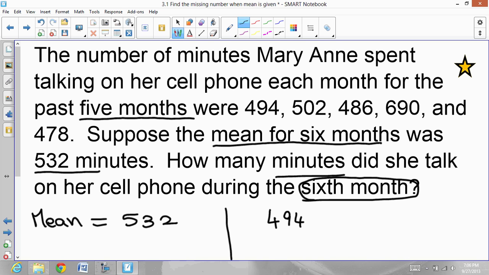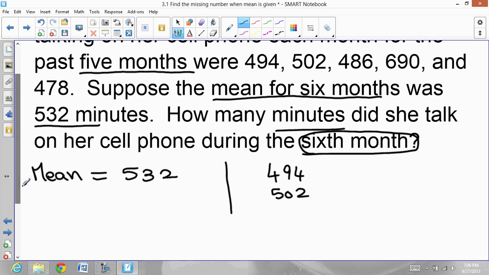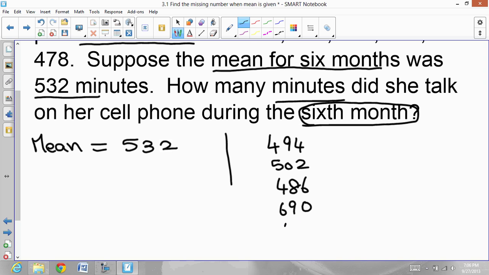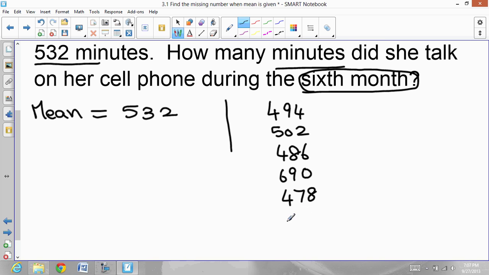So you got 494, 502, 486, 690, and 478. So you need to find how many minutes did she talk on her cell phone during the 6th month. So which basically means for the 6th month, you need to find how many minutes she spoke. These are the only information you knew. So using the information, you need to find how many minutes she spoke on the 6th month.